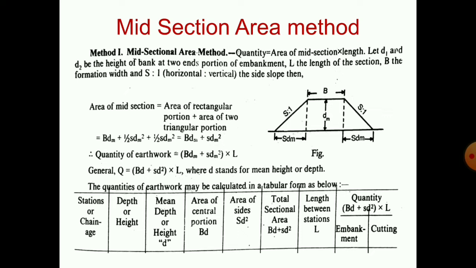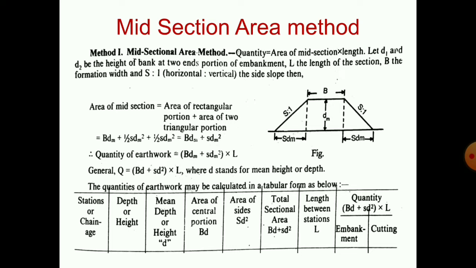If you have got a number of sections, a series of sections, then you have to follow the following table. First column is station or chainage, second column is depth or height, third column is mean depth or mean height, fourth column is area of central portion. You have to take B into Dm. Then area of sides, that is S Dm square. Then total sectional area, BDm plus S Dm square. And the next column is length between stations.